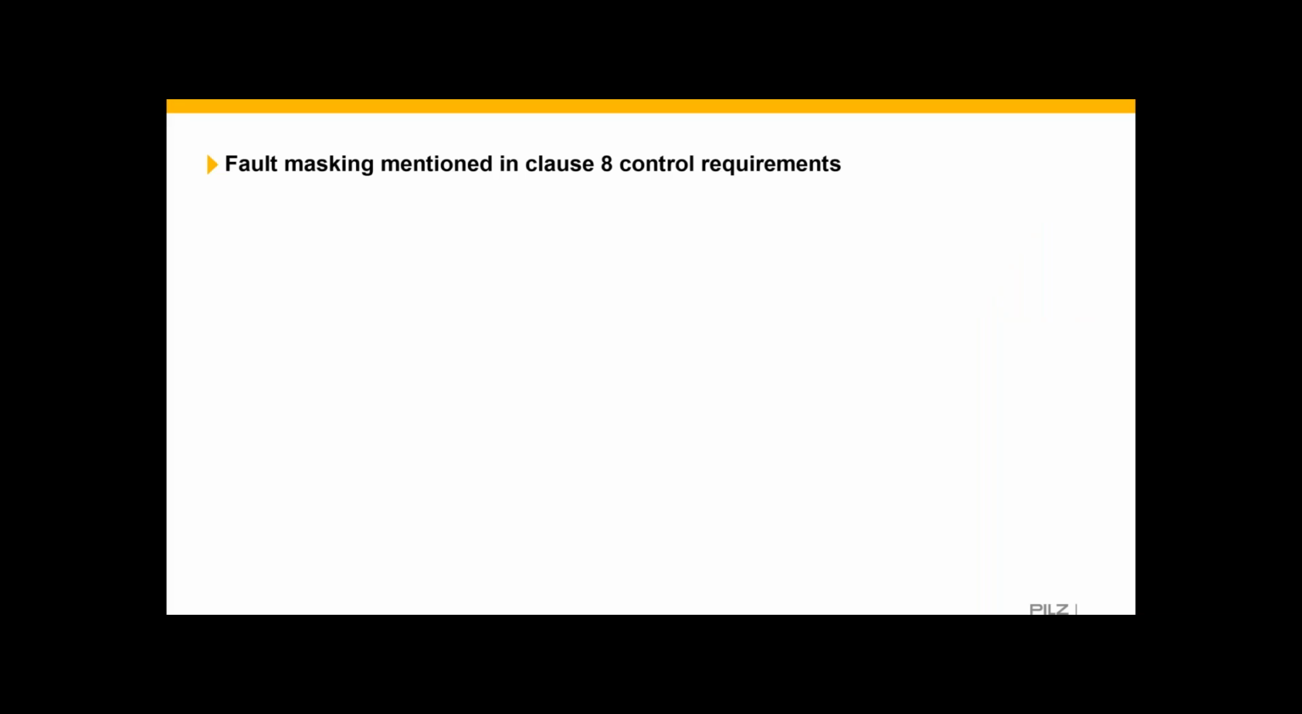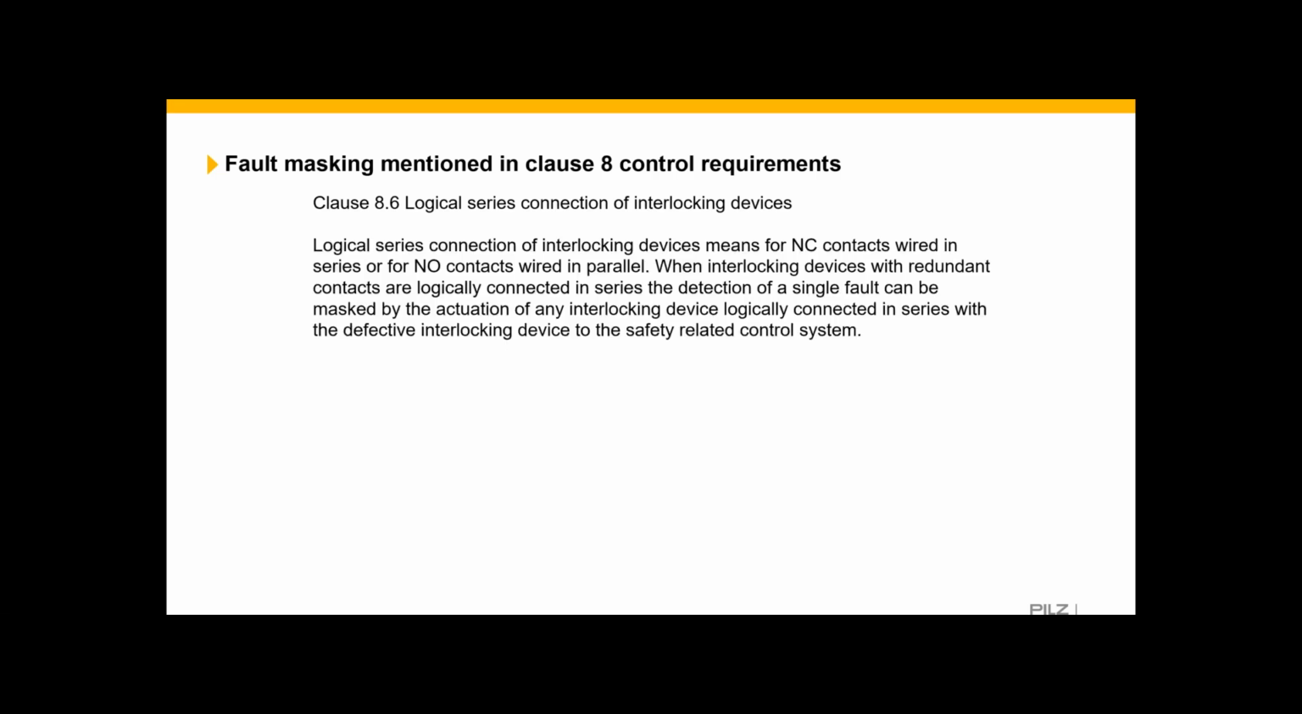So we now cover fault masking for series connected machines. Clause 8.6, logical series connection of interlocking devices. Logical series connection of interlocking devices means that for normally closed contacts while in series, or for normally open contacts while in parallel, when interlocking devices with redundant contacts are logically connected in series, the detection of a single fault can be masked by the actuation of any interlocking device logically connected in series with a defective interlocking device to the safety-related control system.